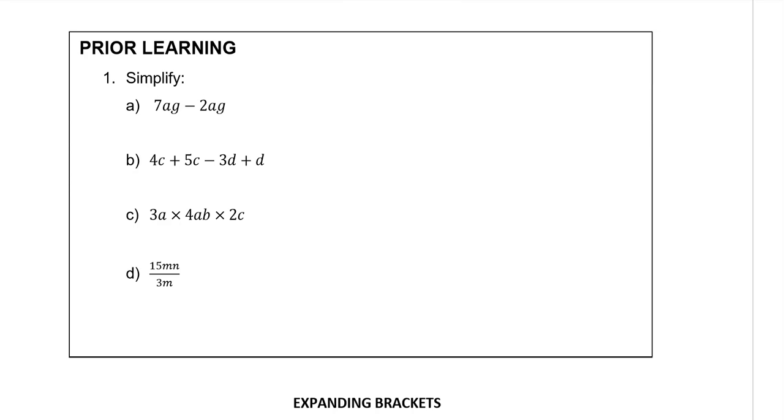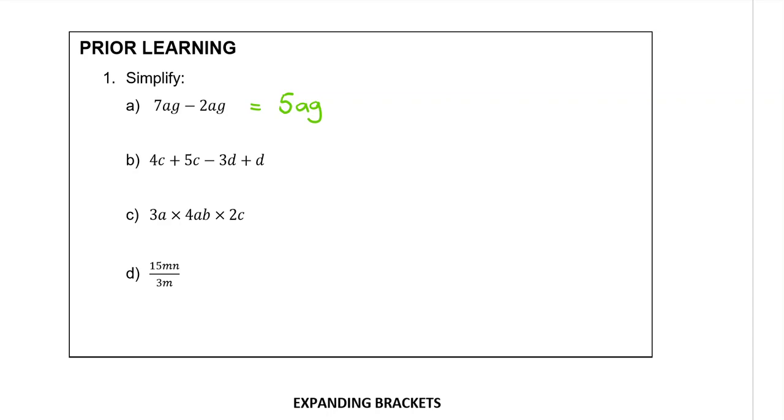Good morning, Year 7. We are going to do a little bit of mixed practice here at the beginning before going into our new work today on expanding brackets. So to quickly do these prior learning questions, 7ag minus 2ag, 7 take away 2 is 5ag.